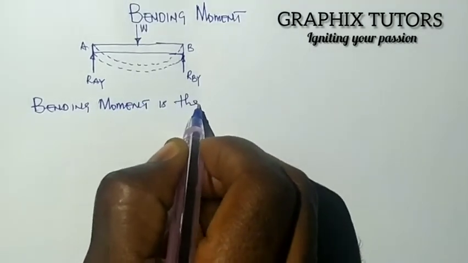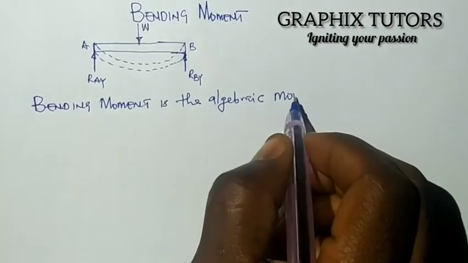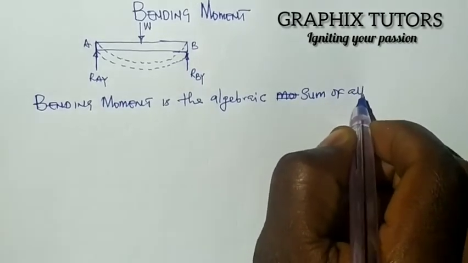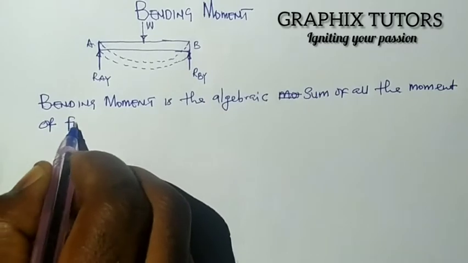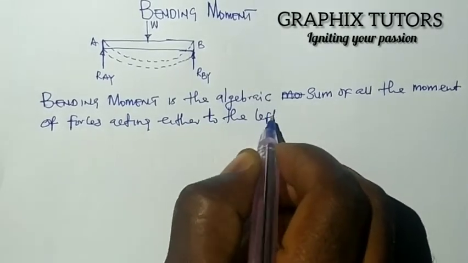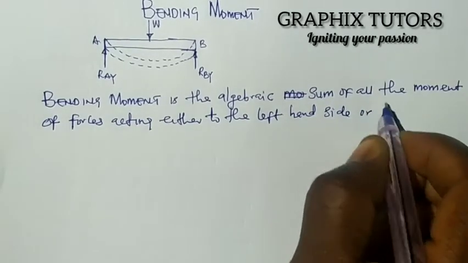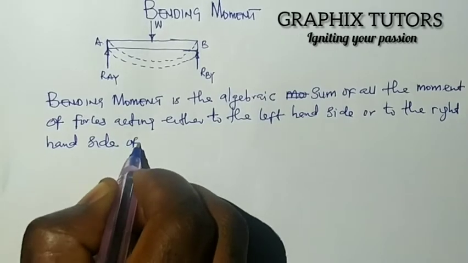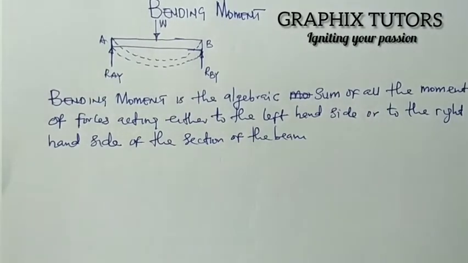is the algebraic sum of all moment of forces acting either to the left hand side or to the right hand side of the section of the beam. Right?